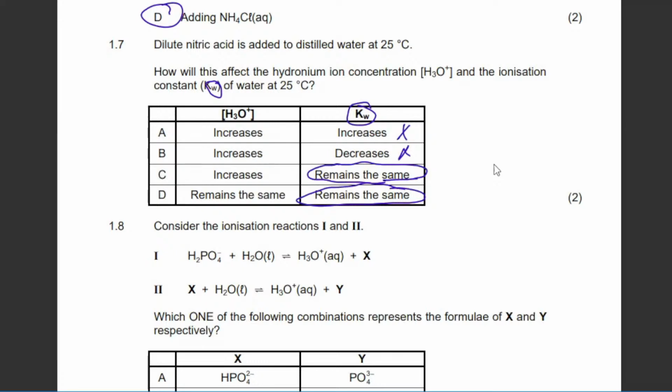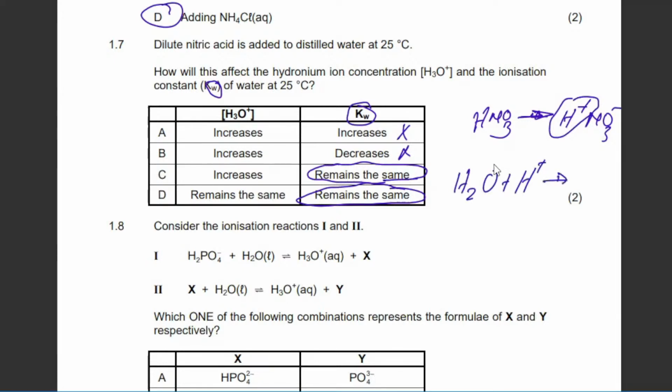But now, when you add dilute nitric acid, remember it is a strong acid. When it ionizes, it will give you hydrogen ions plus nitrate ions. Because it is dilute, the hydrogen ions are going to react with water to form the hydronium ions. So it means that the hydronium ion concentration will increase, but the Kw will remain the same. So this one becomes the most correct answer.